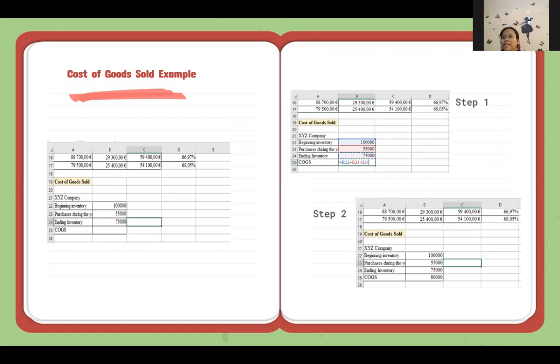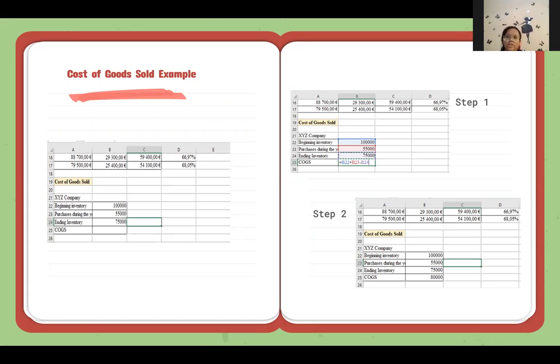Let's, for example, take a case namely XYZ. It's a company which has a beginning inventory of $100,000. So during the year, this company purchases raw materials and uses labor to produce goods that it sells, and the total value for the same is actually $55,000. At the end of the year, the ending inventory is $75,000.